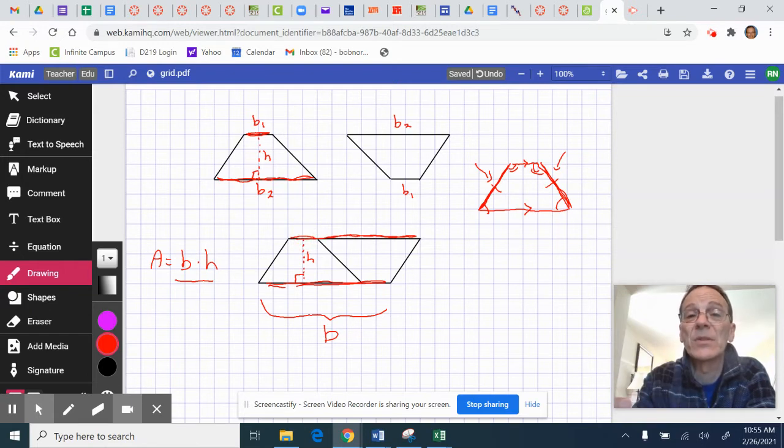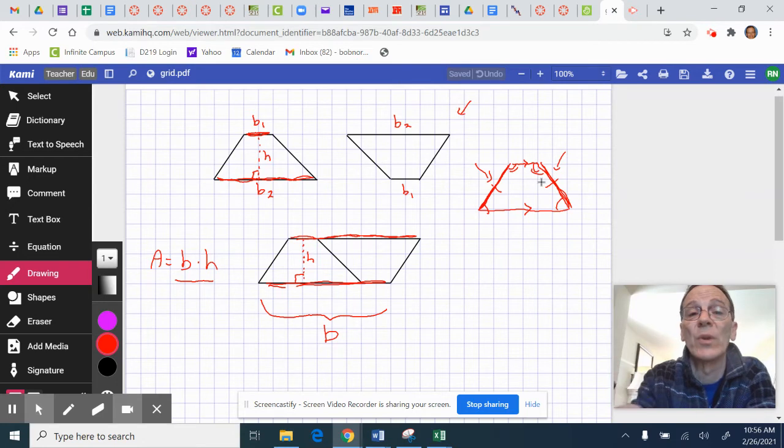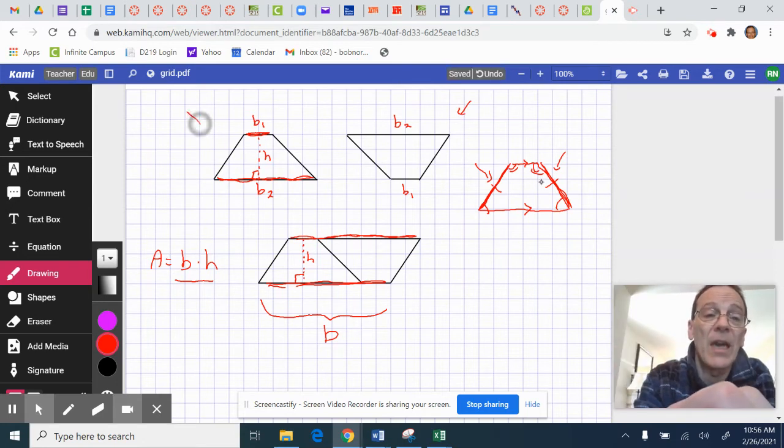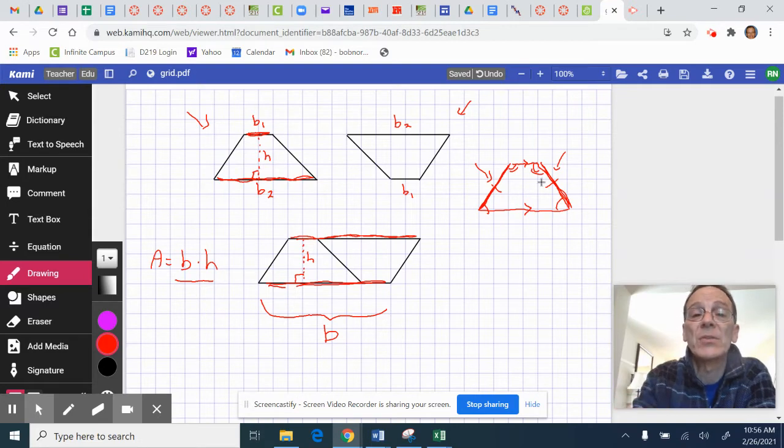But for trapezoids, there are two bases. Those are the parallel lines by definition. It's just the bases are the two sides of the trapezoid that are parallel. And they're going to be different from each other. So again, one I've called B1, the other I've called B2. This trapezoid here on the right is congruent to the one on the left, but I've just rotated it around 180 degrees, so the B1 is down here and the B2 is up there, okay?